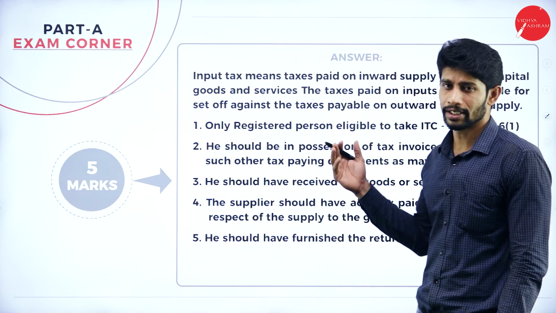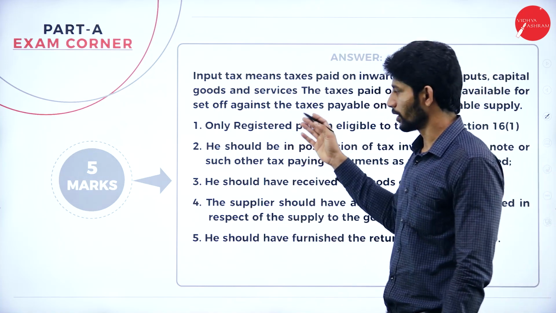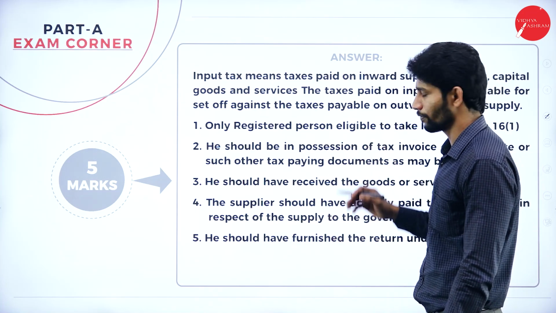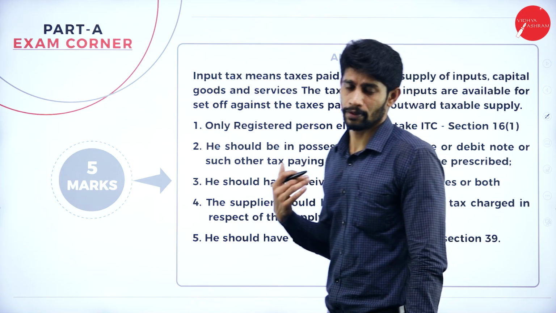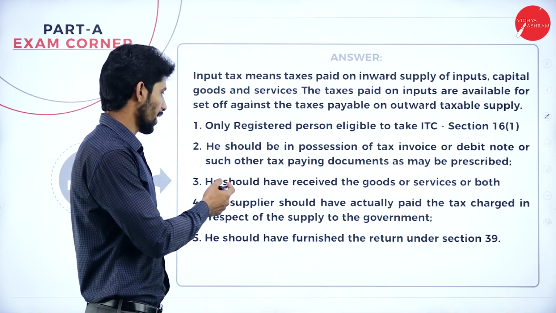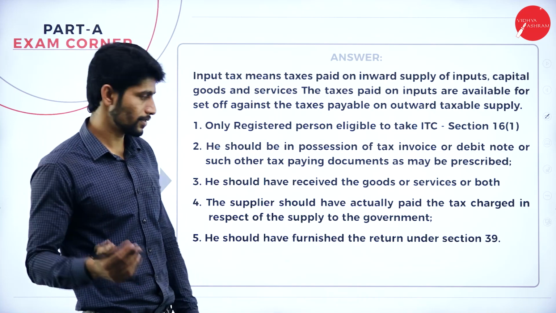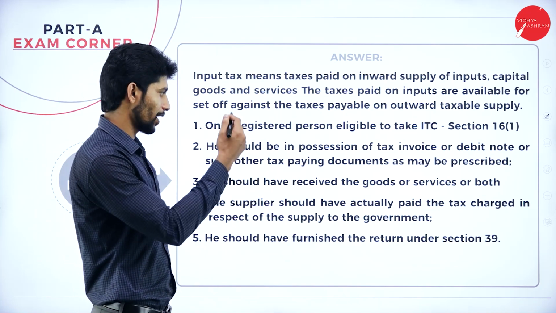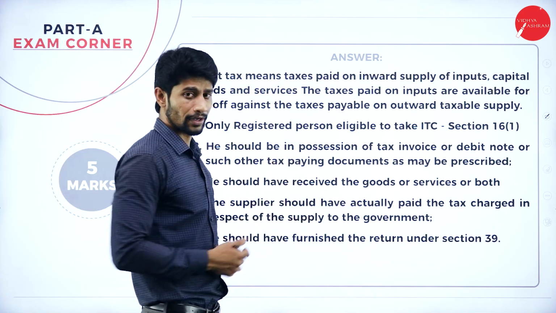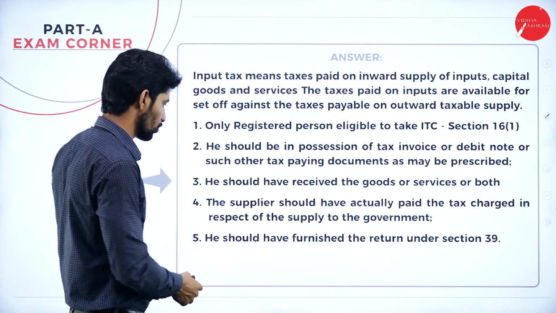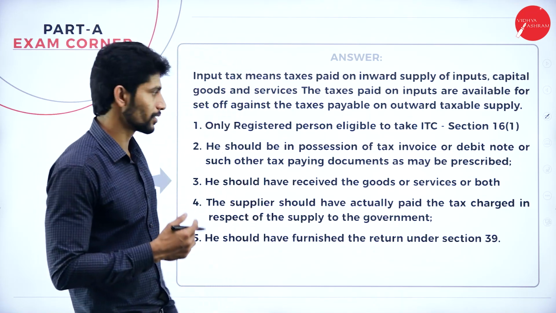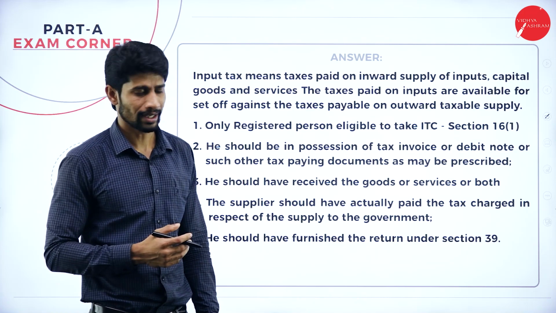Next you have to write the conditions to avail input tax credit. Only the registered person can avail the input tax credit, and he should be in possession of the tax invoice. He should have received the goods or services, and the supplier should have actually paid the tax charged in respect of the supply to the government, and he should have furnished the returns under section 39. So if you write this much, you get 5 marks.